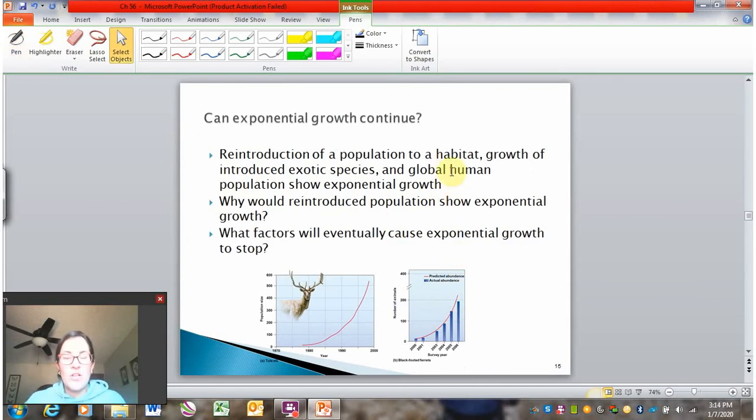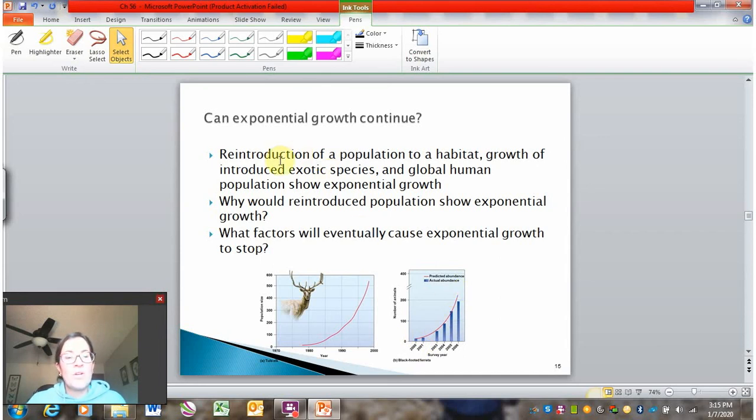So to take a closer look at this, in nature, we can sometimes have exponential growth when, for example, we have reintroduction of a population. So that's what this is an example of. The Tule elk was reintroduced to an environment where it had gone extinct. And for a period of time, the population went through exponential growth. And same thing here with the black-footed ferrets in this area. They were reintroduced to this area and they went through a period of exponential growth.